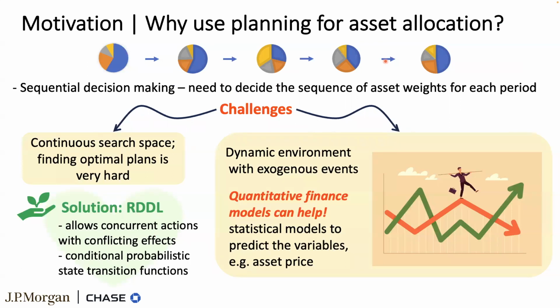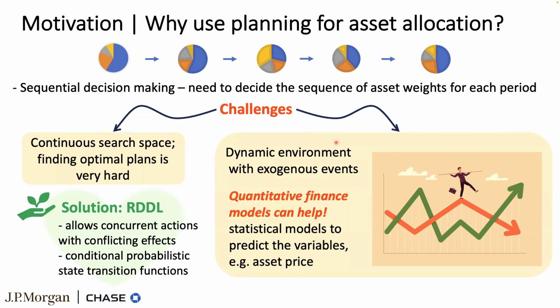However, why have people not done it? What are the challenges? So the first challenge is that the search space is continuous, because the price of the assets, the weight of the assets, they are all real numbers, and finding optimal plans is known to be very hard in this search space.